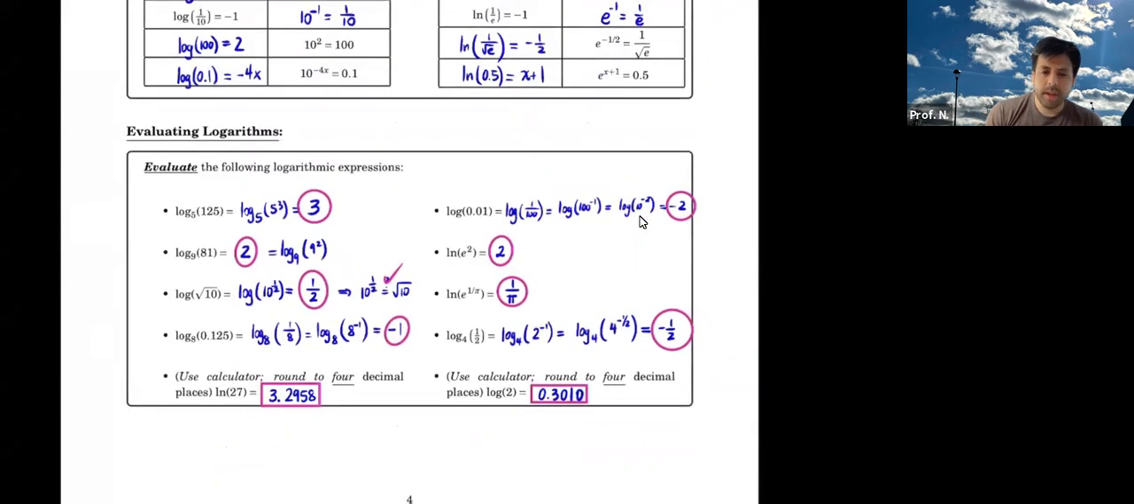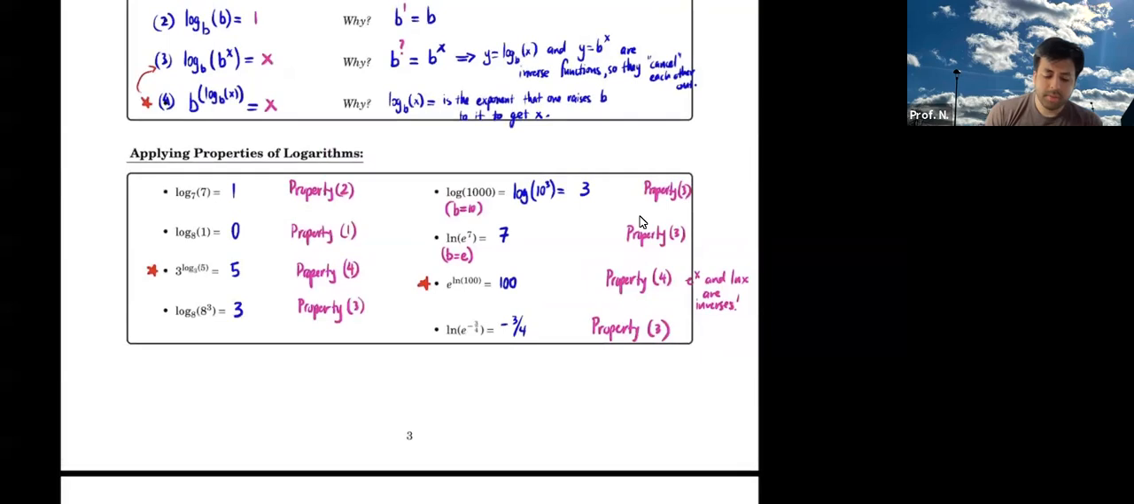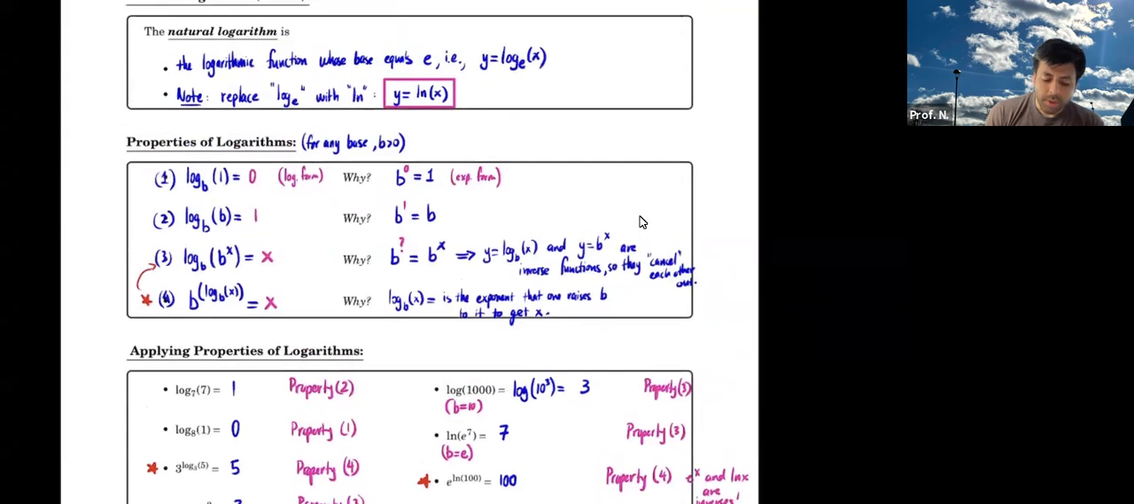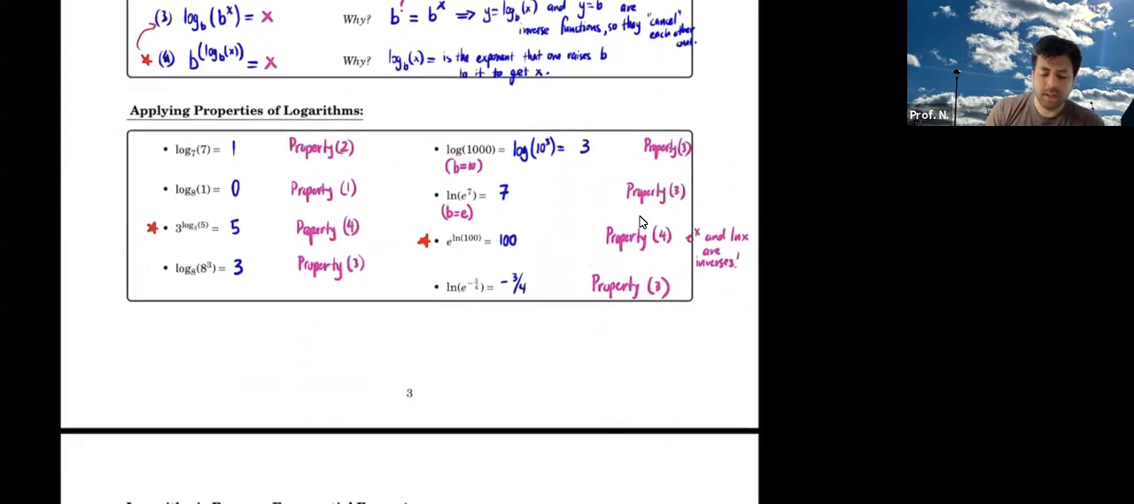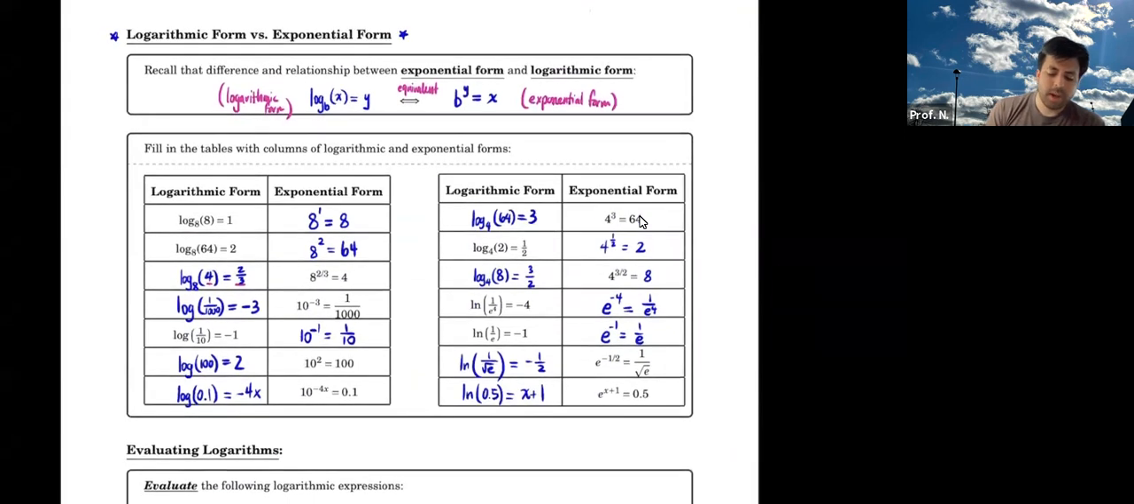And we also learned how to evaluate logarithms utilizing certain properties of logarithms that we have here, these 4 properties, right? We also discussed the 2 very common logs that we use. One's called the common log, which is base 10, and the other one is called the natural log, which is base e, Euler's constant. And then we also saw how we can go from logarithmic form back to exponential form and vice versa.